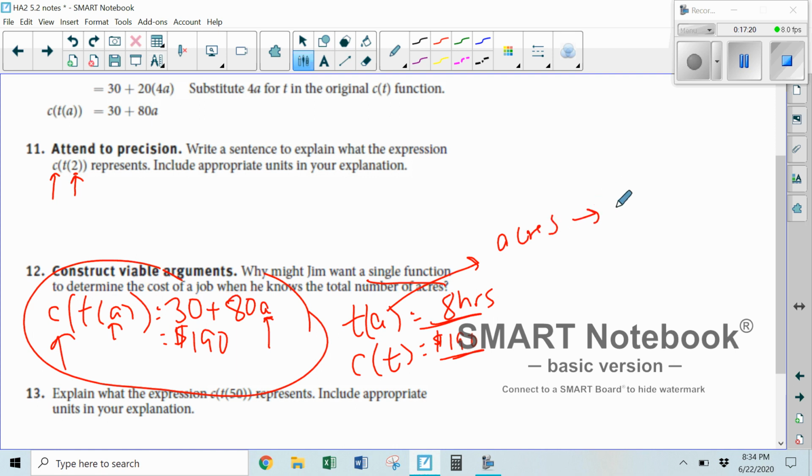That tells me the time. And then I take the time, and that gives me the cost. I could do 2 functions for every customer every time I mow. That would take more time. Or I could combine it and do one function.